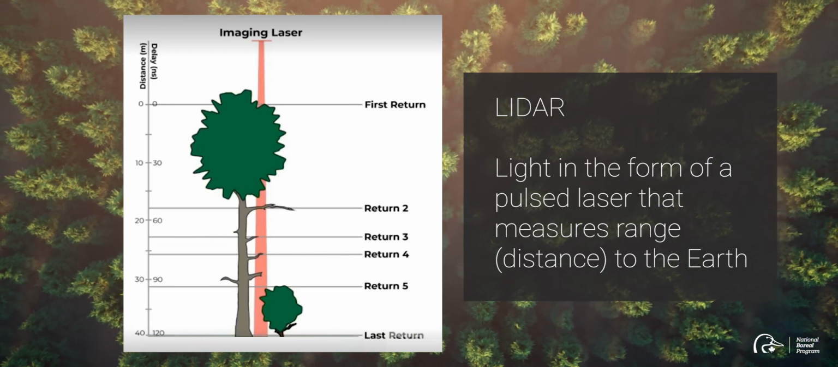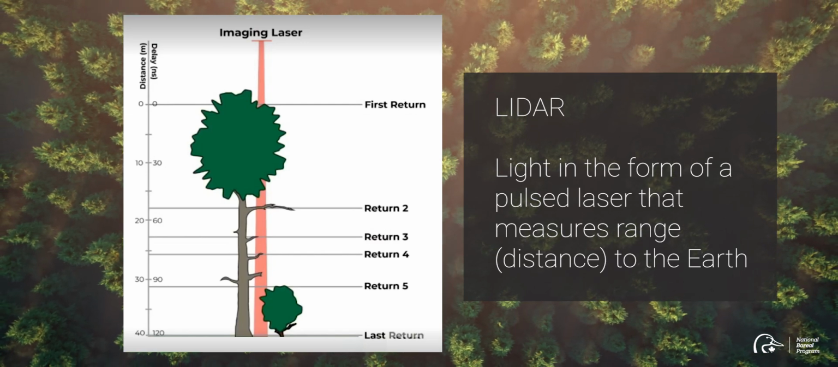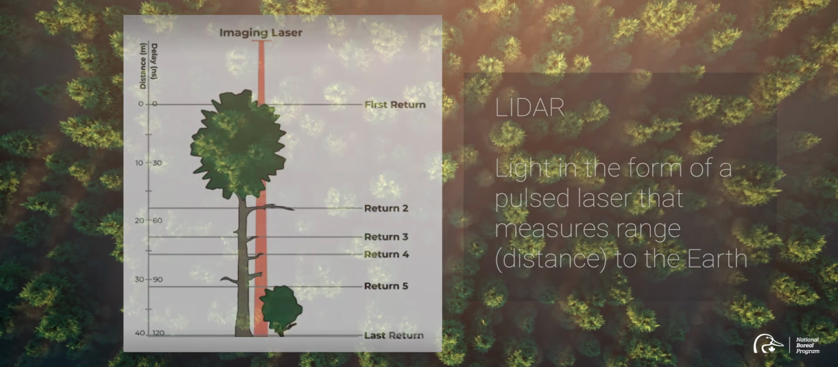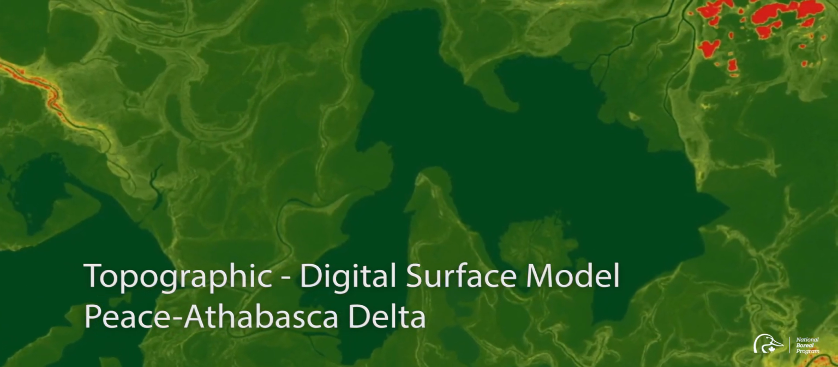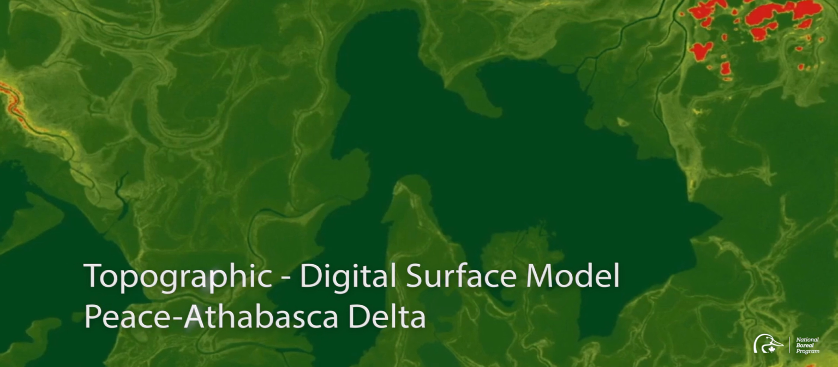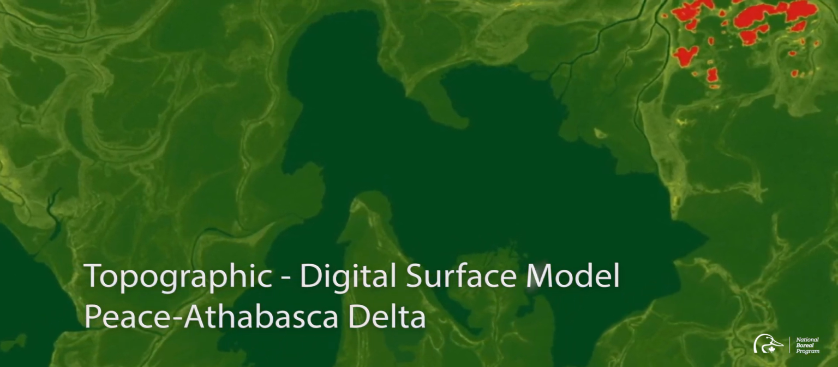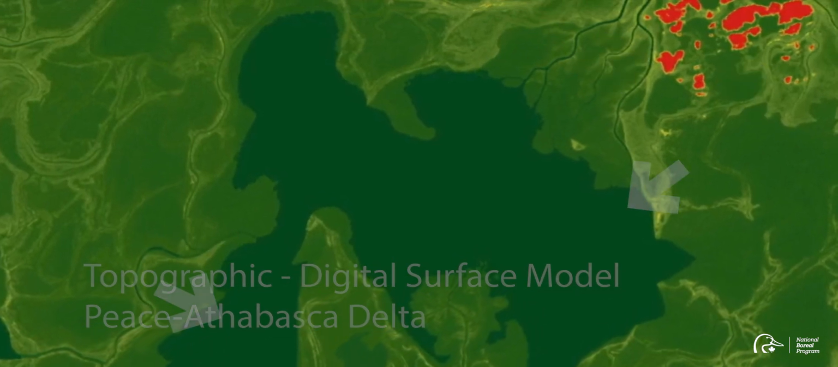LiDAR systems are extensively used aboard specialized aircrafts to measure topography. Topography can also be measured using multispectral or SAR instruments. This is an example of a digital surface model that provides a height measurement of the Earth's surface, including buildings and vegetation. Higher elevations or taller vegetation are shown in red, with lower elevations or vegetation in dark green.